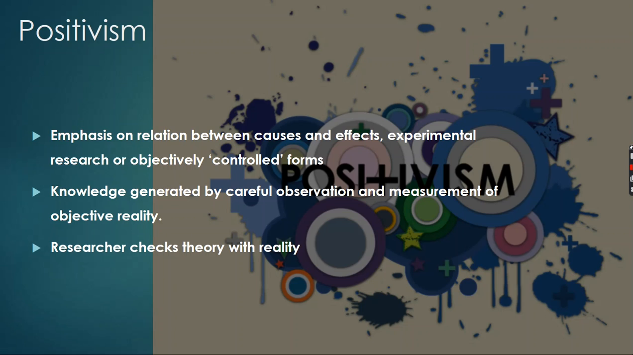Right, its emphasis is on the relation between causes and effects, experimental research in objectively controlled forms, right? The researcher must be able to identify the cause and effects of certain phenomena, certain behavior, certain issues, circumstances and so on and so forth, right? It has to be objective, which means you are not allowing for subjective interpretation, right? Knowledge is generated by careful observation and measurement of objective reality.